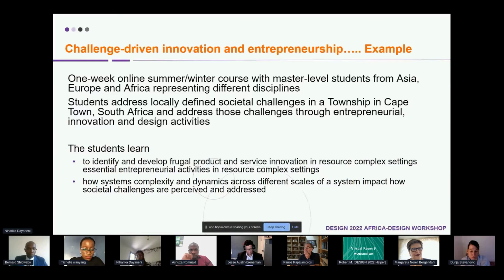And what was the learning outcome when they did this? We'll come more to details later. They learned to identify and develop frugal product and service innovation in very special, very resource thin settings, and how they could work with that, and also how system complexity of different scales of a system impacts how the challenges are perceived and addressed and what solutions are possible. So it's not only a complex but also a combination learning in this kind of course. So we take the next slide, please.